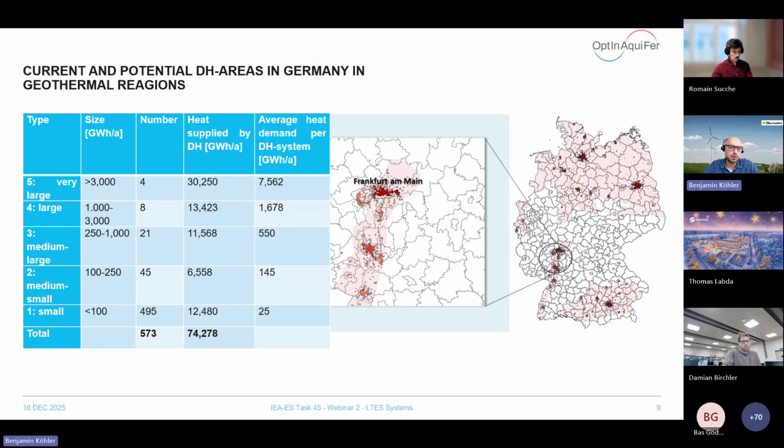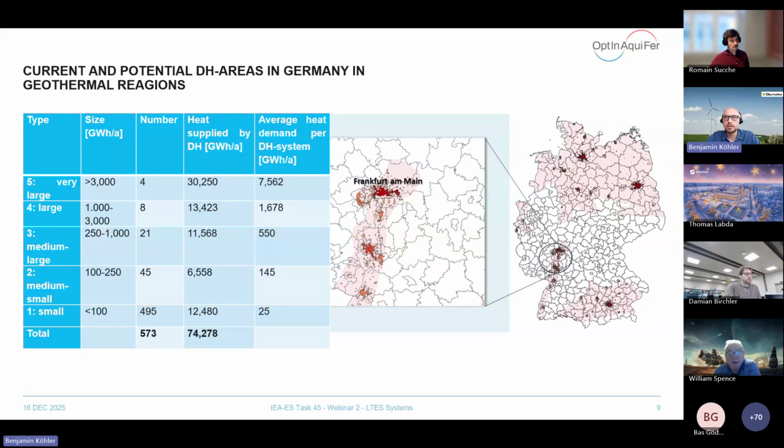These are the very large ones, for example, in Hamburg or Berlin. Large systems in the geothermal areas, there are only 4, which is, of course, Hamburg, Berlin, but also Munich and the Frankfurt area in the southwestern part of Germany. And what you can also see, most of the identified potential district heating areas are very small ones, around 500 systems with less than 100 gigawatt hours per year heat demand.